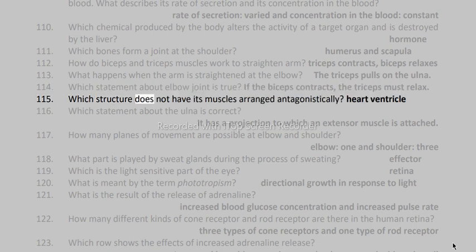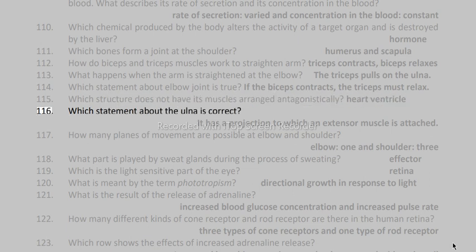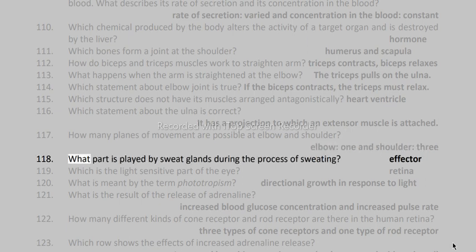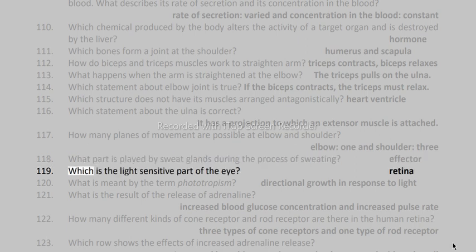115. Which structure does not have its muscles arranged antagonistically? Heart ventricle. 116. Which statement about the ulna is correct? It has a projection to which an extensor muscle is attached. 117. How many planes of movement are possible at the elbow and shoulder? Elbow, 1, and shoulder, 3. 118. What part is played by sweat glands during the process of sweating? Effector. 119. Which is the light-sensitive part of the eye? Retina.